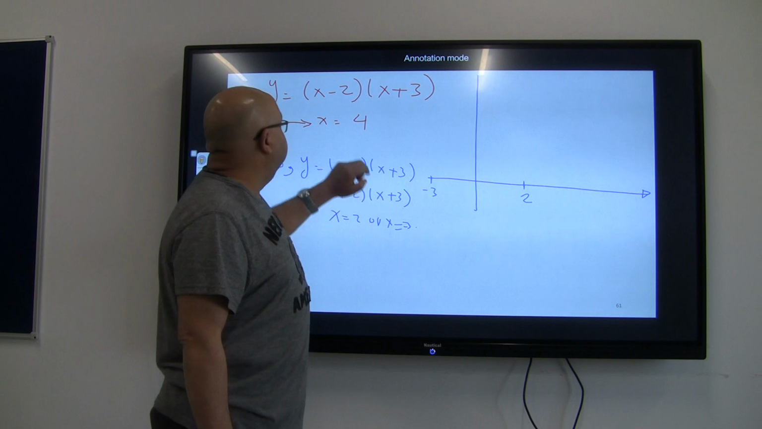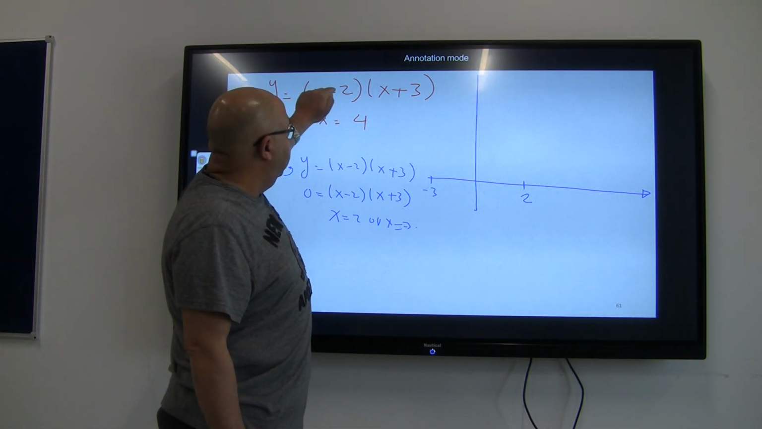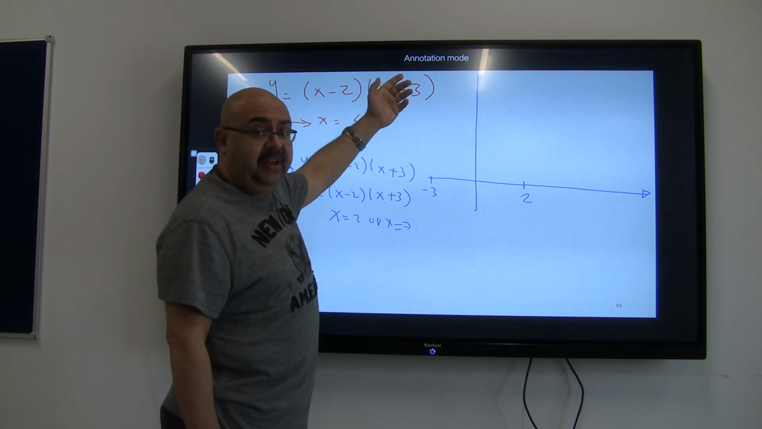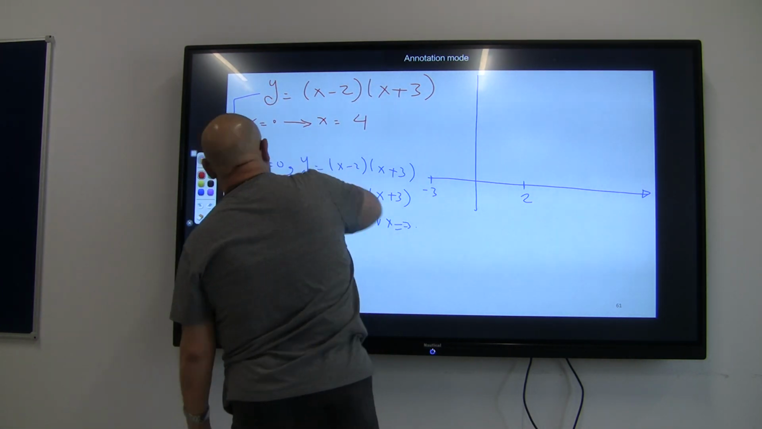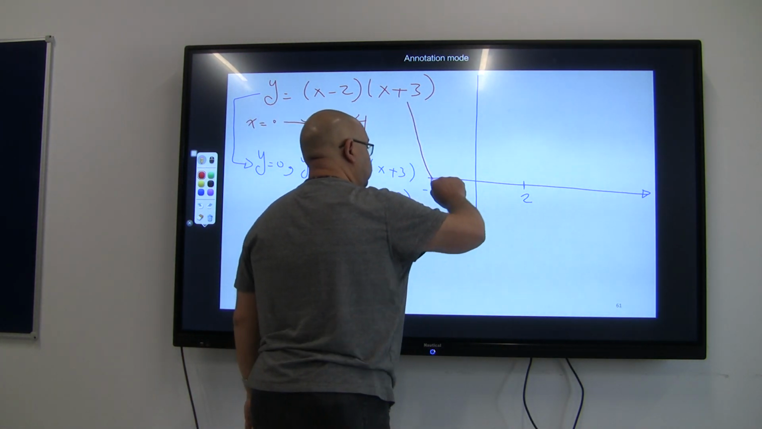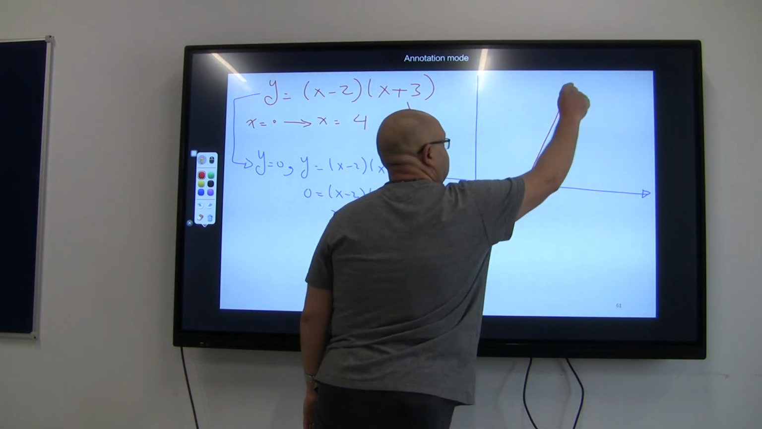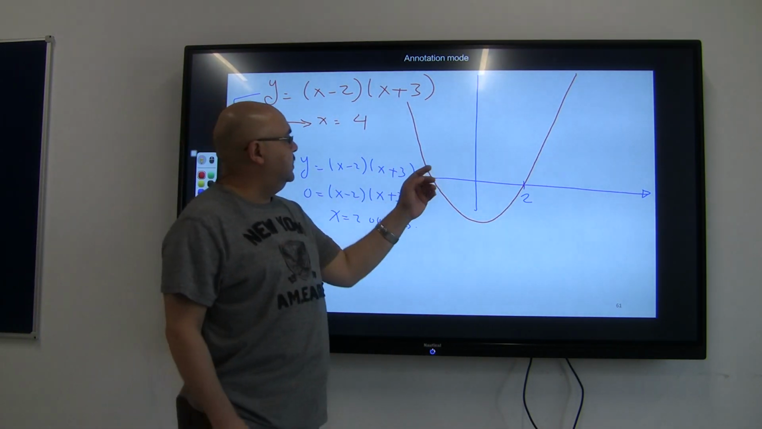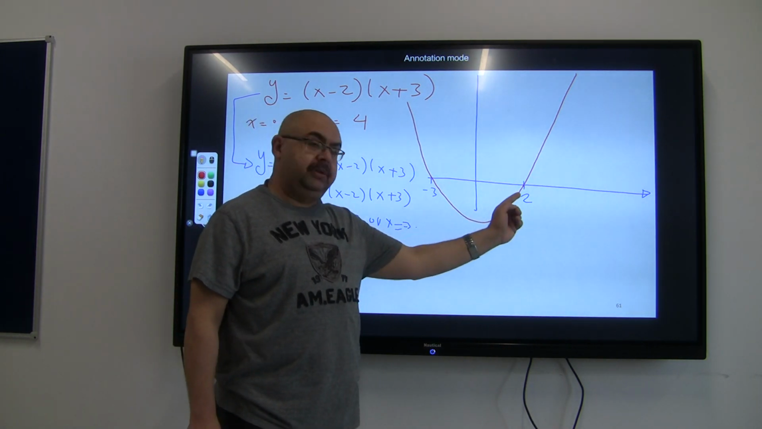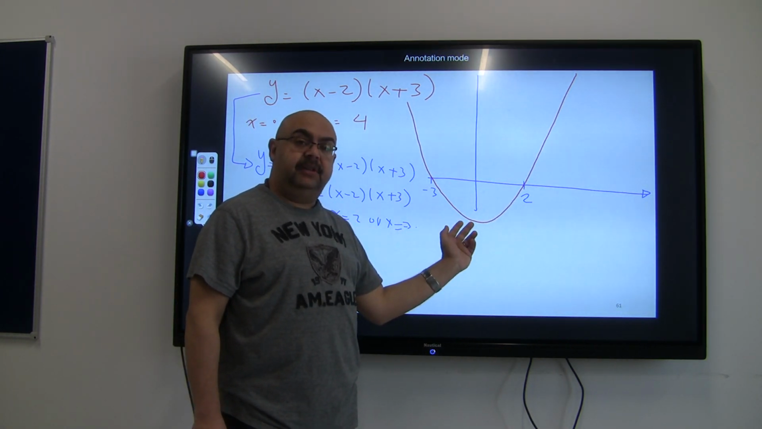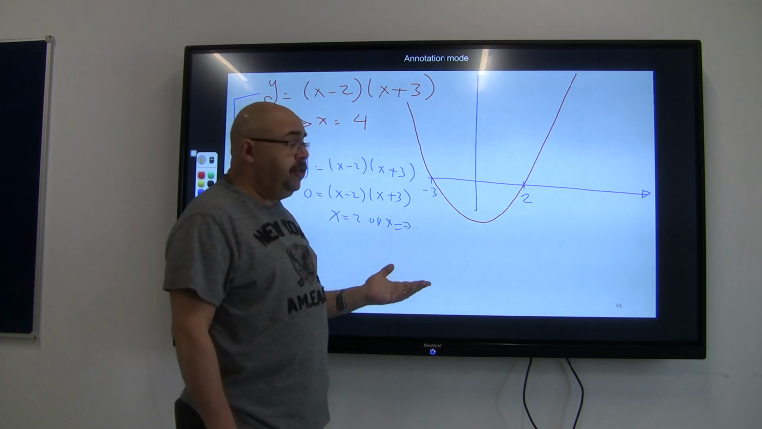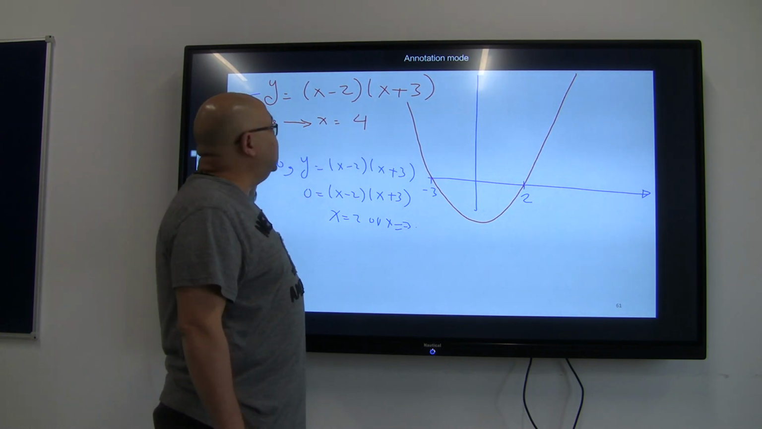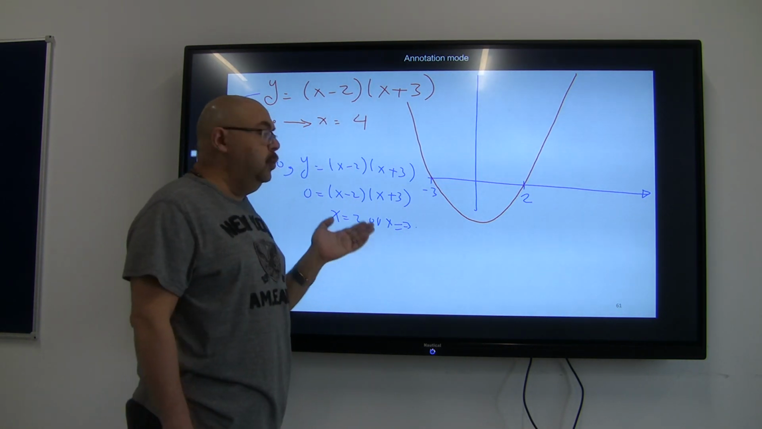Let's say 0. If I put 0 here, it's going to be 0 minus 2, which is negative, times 0 plus 3, which is 3, so you will have a negative value. So actually, your quadratic function is like this. This is the function that we are talking about. It's cutting the x-axis at negative 3 and then at positive 2. The vertex is on the negative side. So I want to evaluate the area between this curve and the x-axis from 0 to 4.